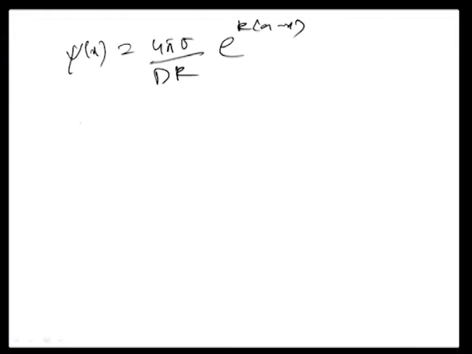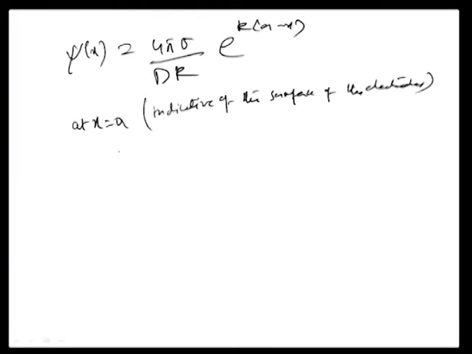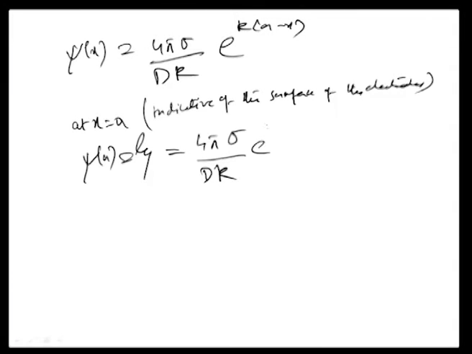In other words, at x equal to a, indicative of the surface of the electrode, the value of the potential function, also known as the zeta potential of a surface with respect to a solution, can be represented as 4 pi sigma by dk e to the power of 0, which is 1. So it is 4 pi sigma by dk.